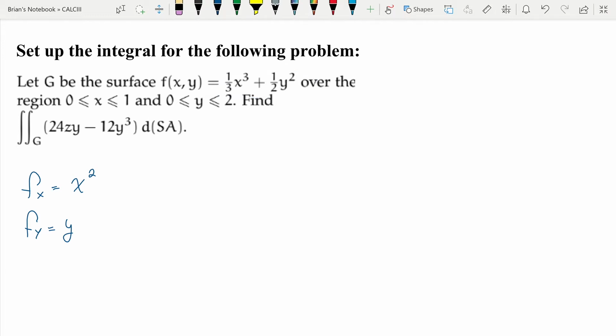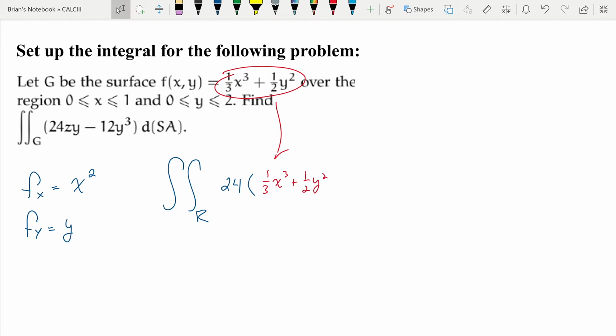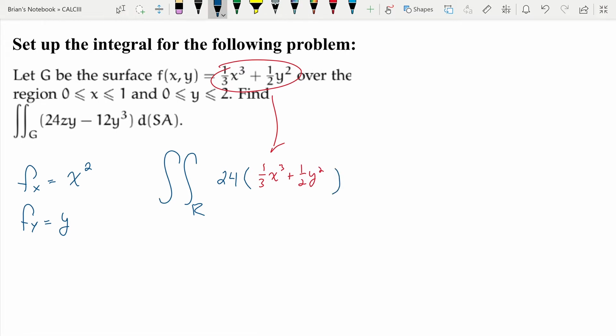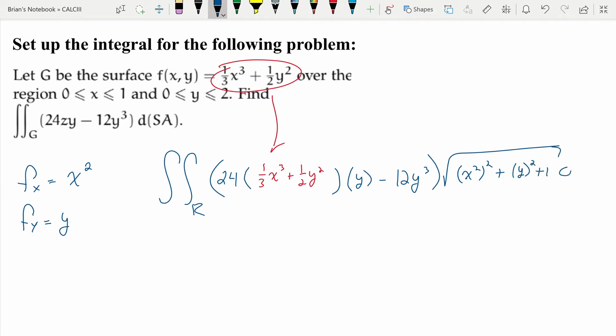And now we plug everything in, so we'll have the integral. We're going to the region now. So we have 24 times z. So z we have to plug in basically our surface. So our z is going to be 1/3 x cubed plus 1/2 y squared. And after we plug in our surface, then we have times y, just a y, minus 12y cubed. And this whole thing is then multiplied against the square root of partial f partial x squared, plus partial y squared plus 1, and then we have dA.